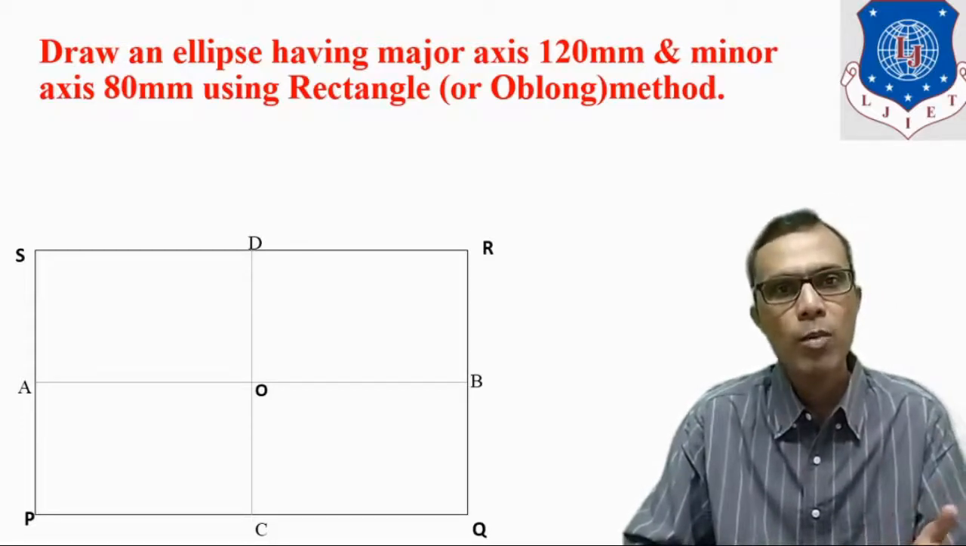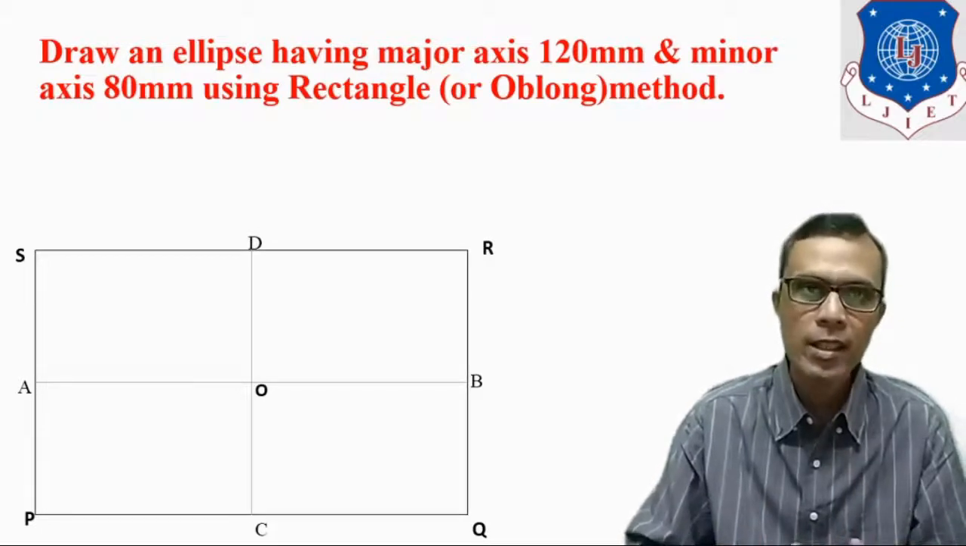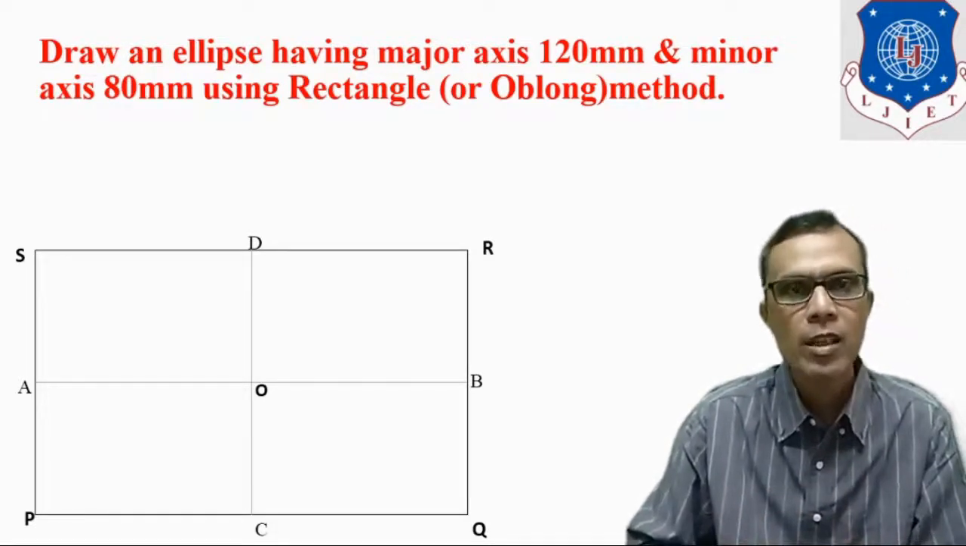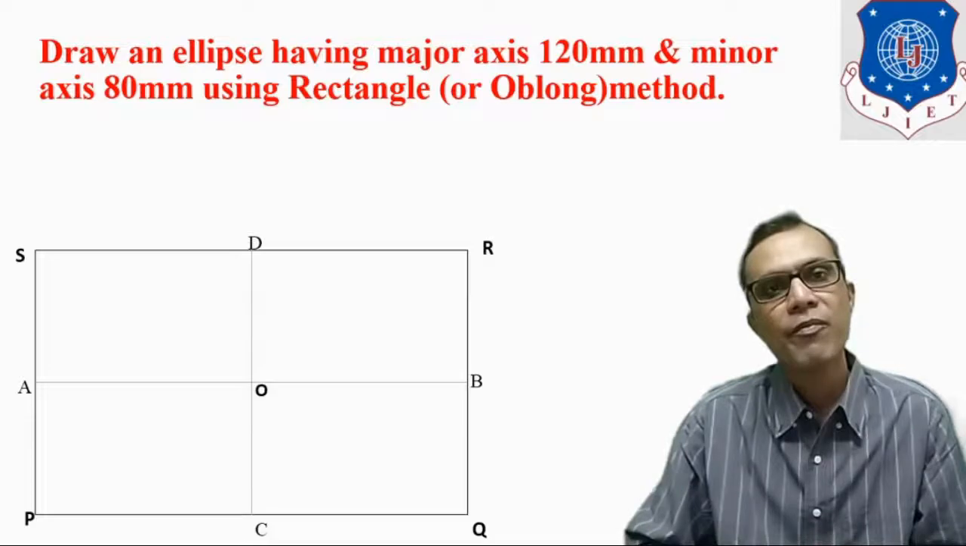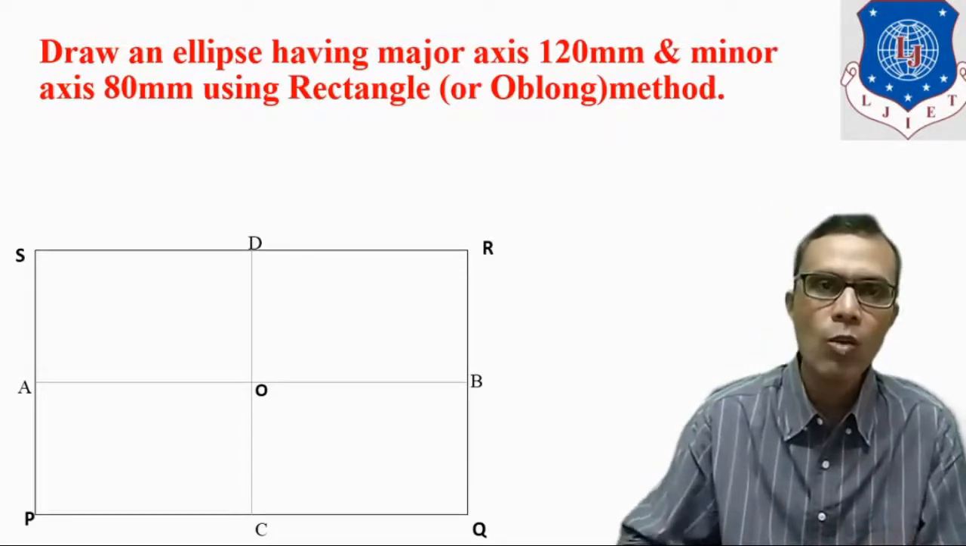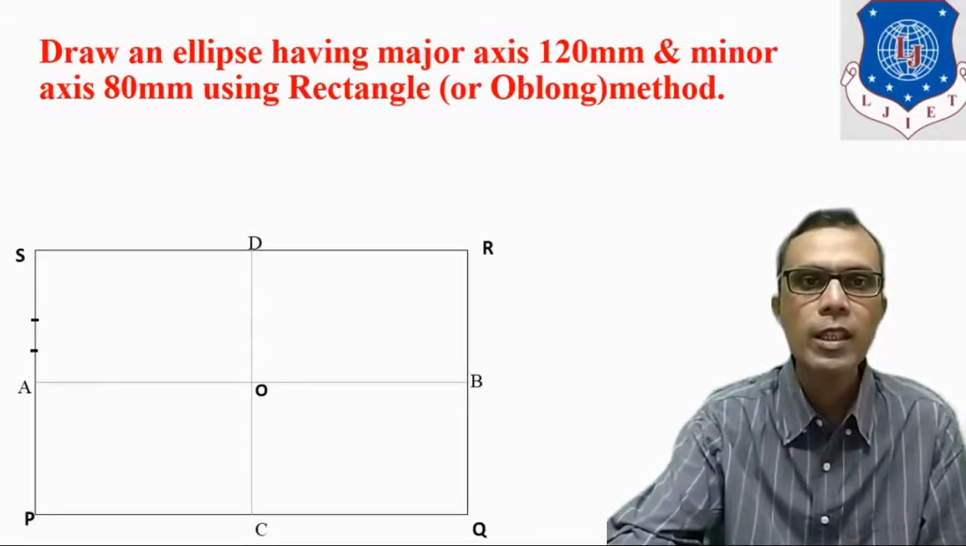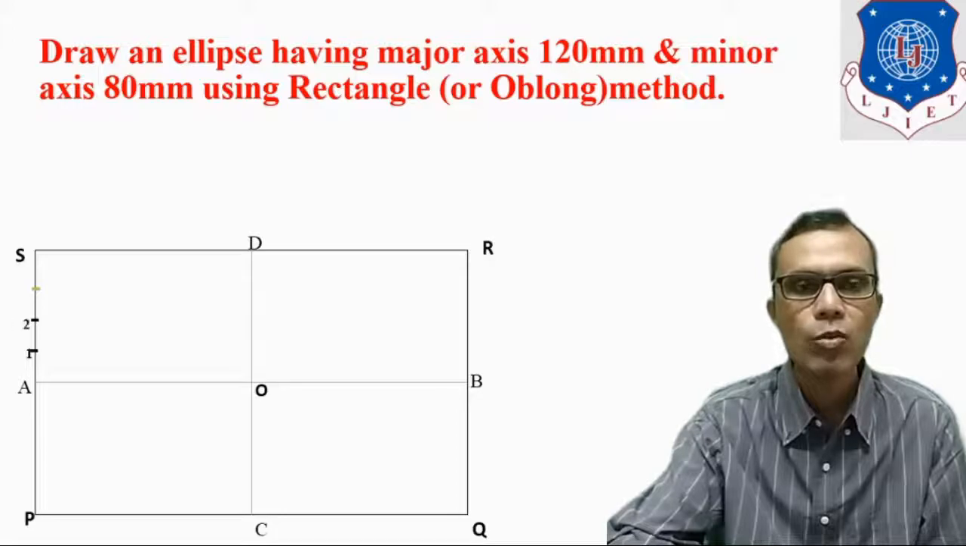Here, half of the minor axis is 40 and half of the major axis is 60 mm. So it would be very convenient to divide them into 4 equal parts. So let us divide the AS and AO parts into 4 equal divisions and write down the division numbers 1, 2, 3, 4.